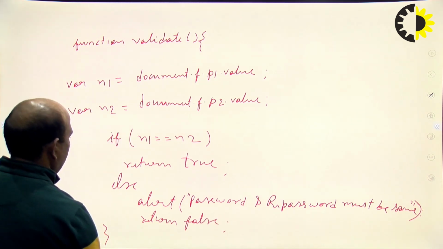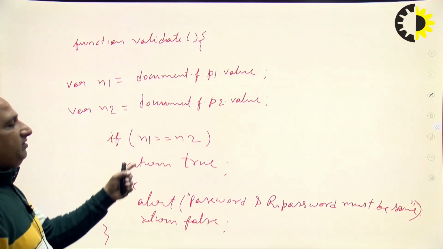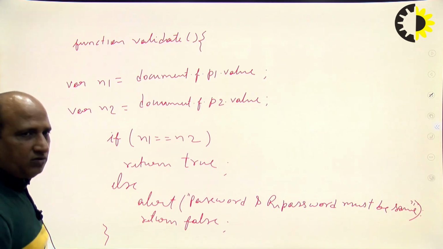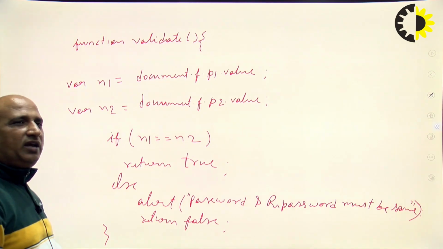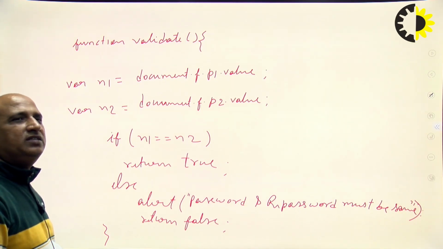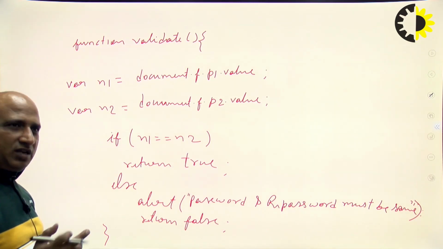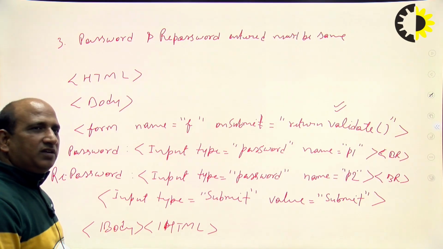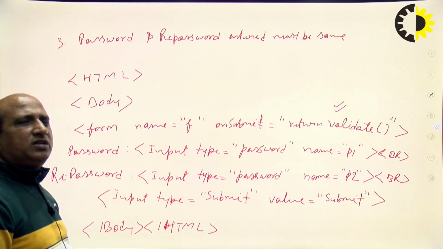This way you can create a validate function that will check whether the password and repassword are same or not. Okay, I hope you understood how you can apply the different validations in your form. We have understood 3 validations over here. In coming lecture we will move ahead and understand some more validations.